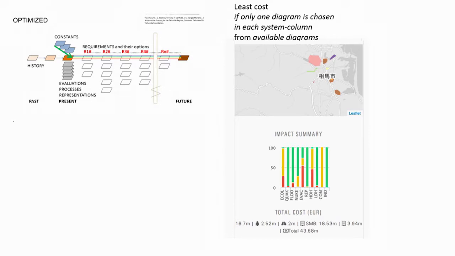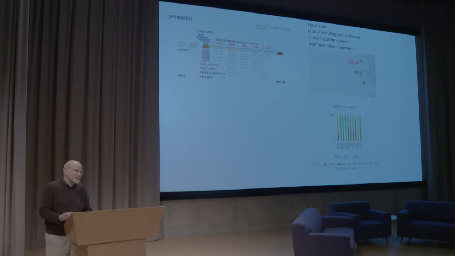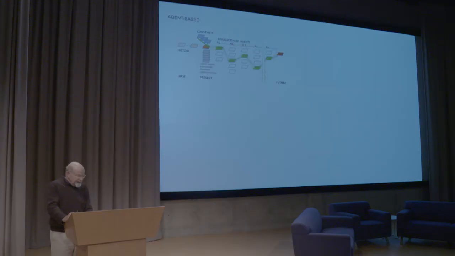And this is an optimized one. What's the least cost solution if only one diagram is chosen in each system column from available diagrams? And it costs, in euros, 43 million euros. My design just now cost 400 million. That's 10% of my design, and it solves the problem, but it's a dumb design. Well, all right, let's put some rules on it so it's not dumb, and maybe it'll go up to 100 million euros. This is agent-based.